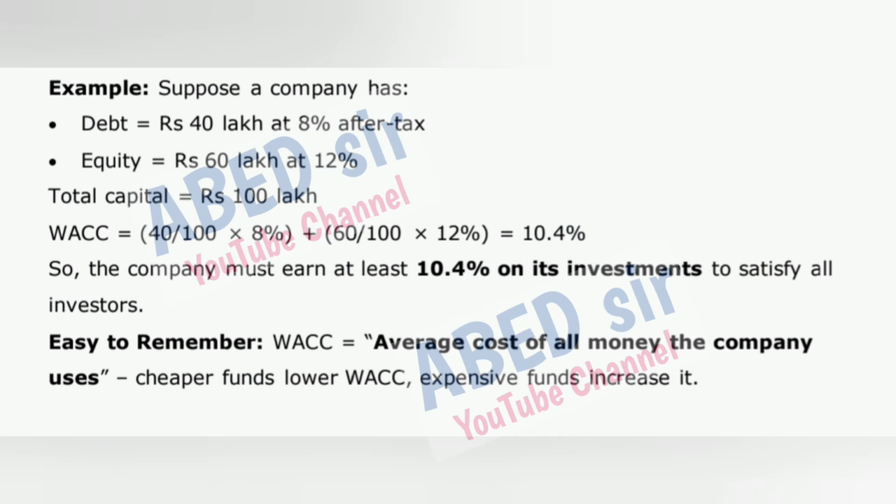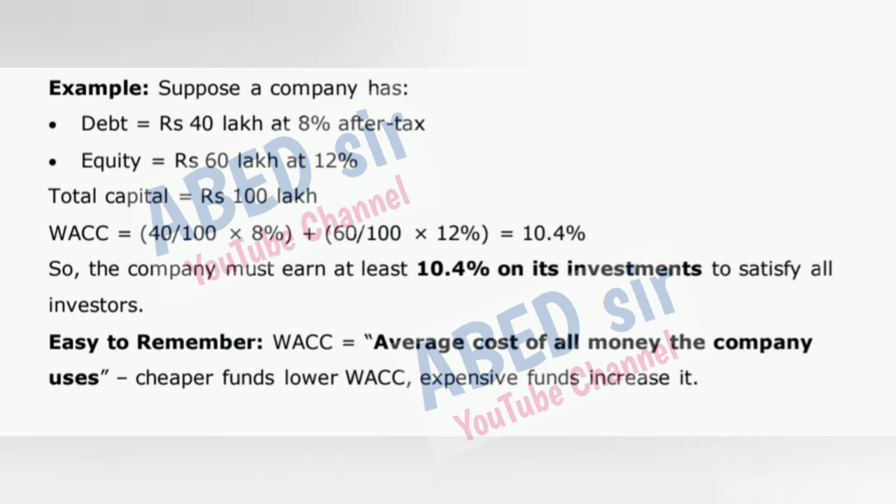Example, suppose a company has debt equal to 40 lakh rupees at 8% after tax. Equity is equal to 60 lakh rupees at 12%. Total capital is equal to 100 lakh rupees. WACC is equal to 40/100 times 8% plus 60/100 times 12% is equal to 10.4%. So, the company must earn at least 10.4% on its investments to satisfy all investors.